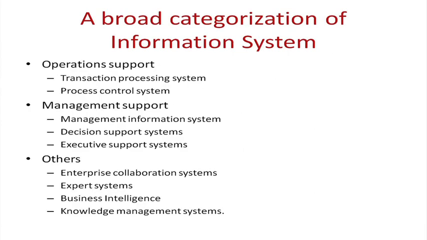We start with a broad categorization of this information system, which we divide into two parts. One is the information required for operational support and the other is the information required for management support. Under the information required for operation support, we have transaction processing system, which we are going to talk about.